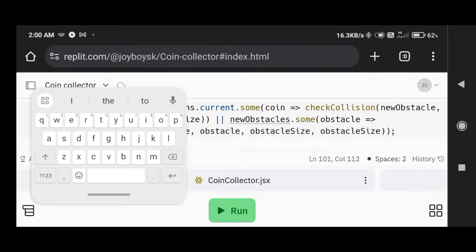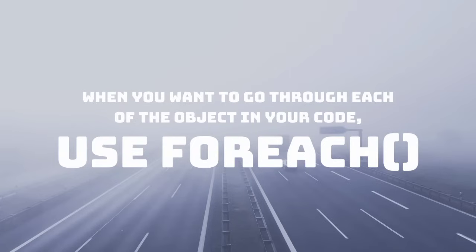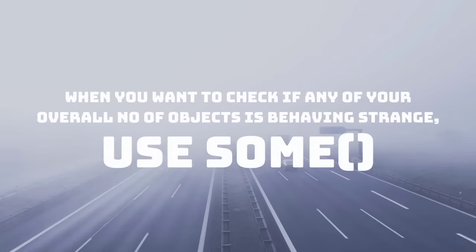Here, the some method you see is a special case. When you want to go through each of the objects in your code, use forEach. If you want to check if any of your overall number of objects is behaving strangely, use some.